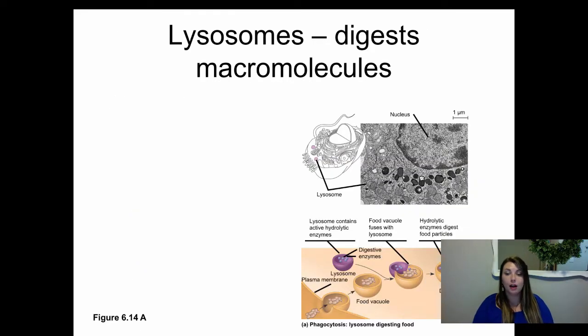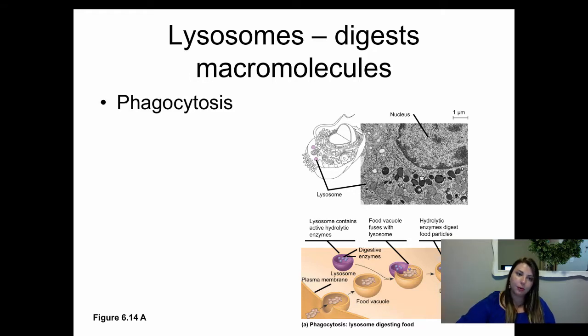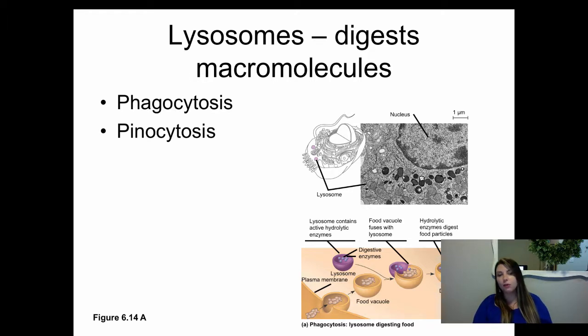The lysosome can be thought of as the stomach of the cell. It digests the macromolecules that you get from eating, and there are two ways of doing this. There's phagocytosis, which is called cell eating, and there's pinocytosis, which is cell drinking. You can remember the two by remembering that Pinot is a type of wine, which of course you drink. So pinocytosis is cell drinking versus phagocytosis, which is cell eating.